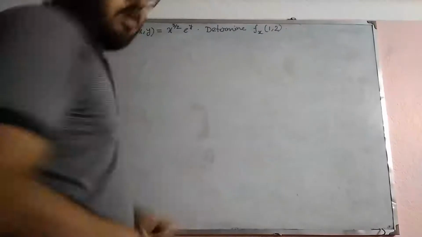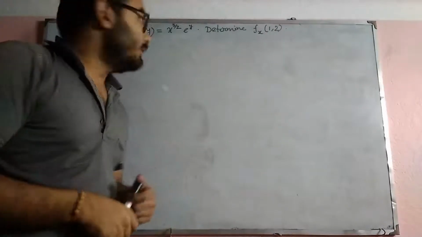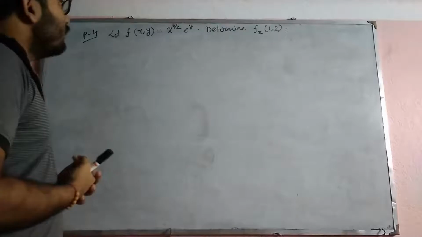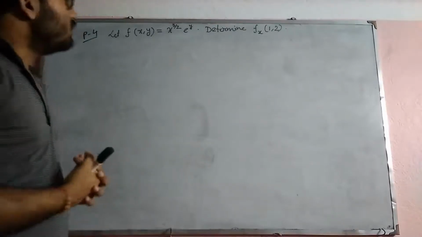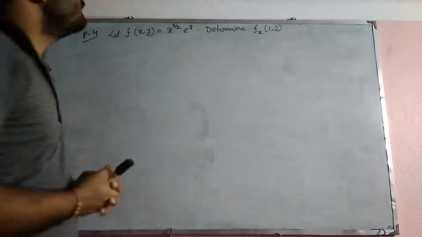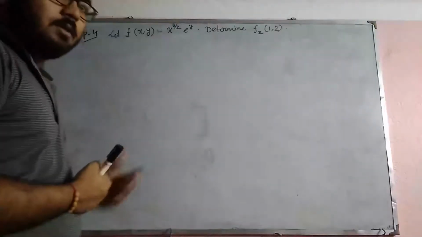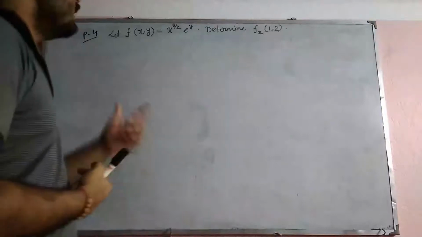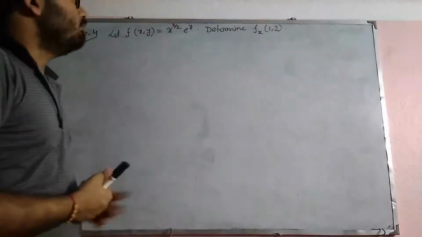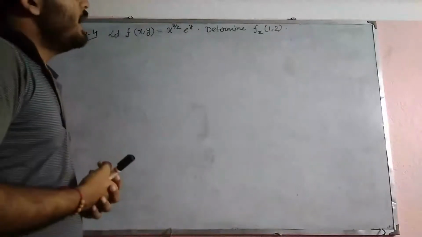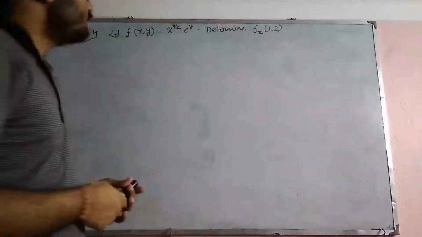Okay. Now our fourth problem is: let f of x y is equal to x to the power 3 by 2 into e to the power y. Determine fx at 1 comma 2. That means we have to determine the partial derivative of f with respect to x at the point 1 comma 2.